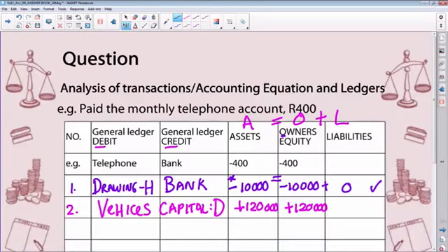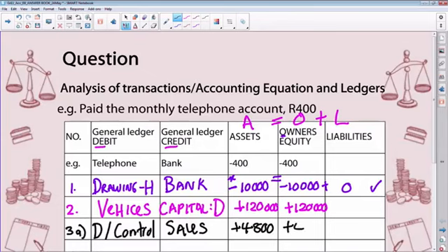Okay, so number three, and I'm going to call this 3A. So we're debiting debtors control. Okay, guys, remember, I'm abbreviating because of space, but you guys must write this in full. And we are crediting sales. Okay, right. Debtors control means assets are now increasing by 4,800. And then sales means owner's equity is increasing by 4,800.